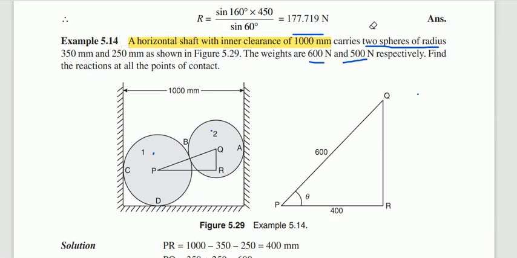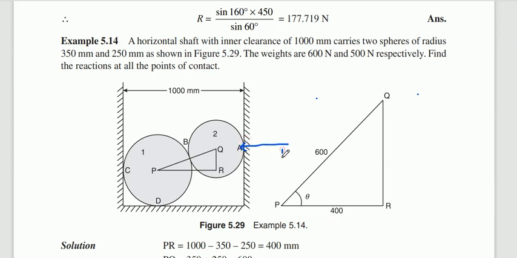Now let us draw the reactions at all the contact points. A, B, C, D are the contact areas, and there we get the reactions. How do we get the reaction? Exactly perpendicular to the contact surface. This is point A, the contact area, and you can draw the reaction like this, that is RA.